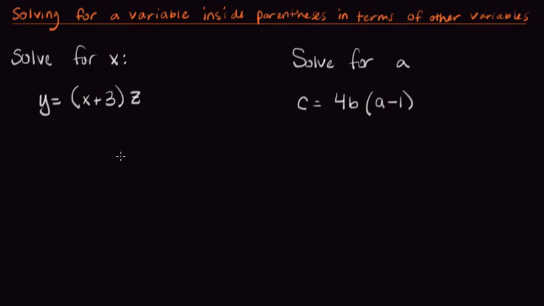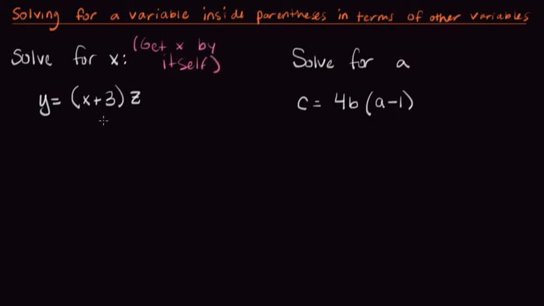In this video, I want to talk about how we solve for a variable that's inside parentheses in terms of other variables. So basically, this is a problem like the ones we see below. So solve for x, y equals parentheses x plus 3 times z. So solve for x means get x by itself. That's all it means.